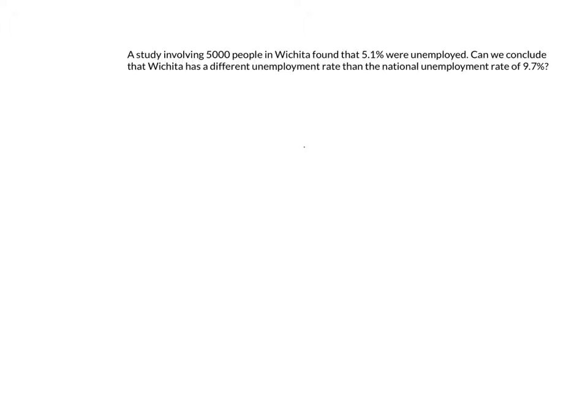Having all that information down, I need to go ahead and start with step 1. Step 1 is list. I need to list p hat, n, and p naught. P hat here is the 5.1% from my sample. I write it as a decimal every time. N is 5,000, and p naught is what I'm comparing it to, which is 0.097.